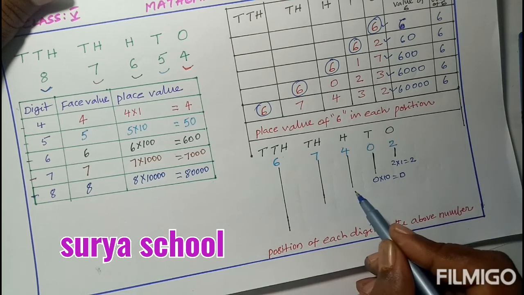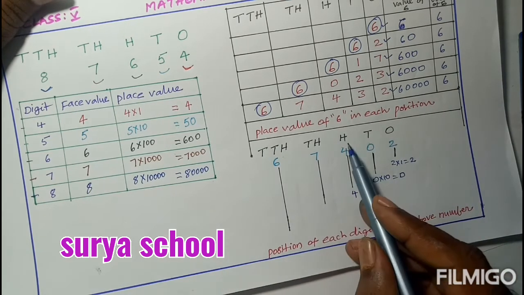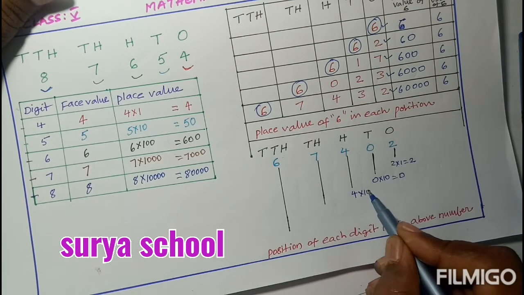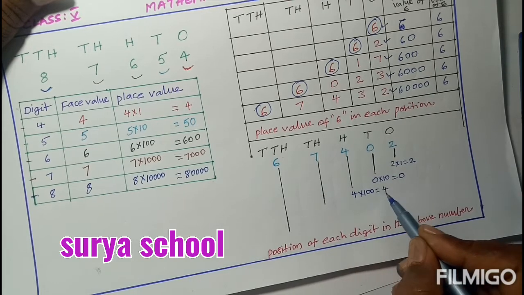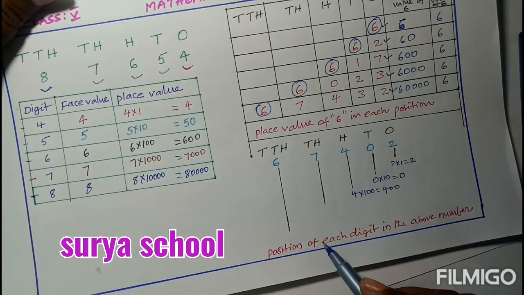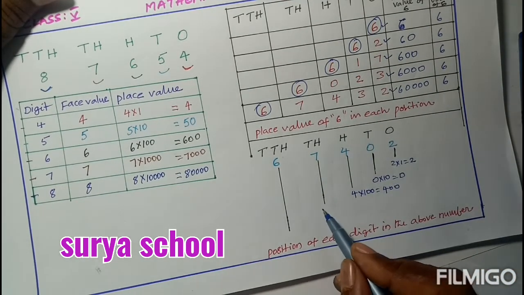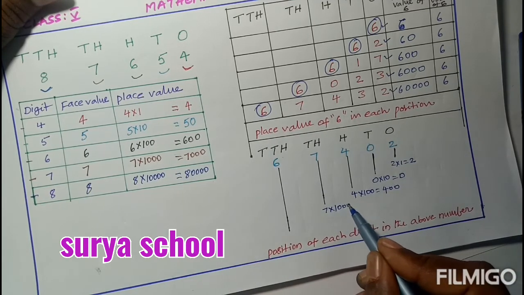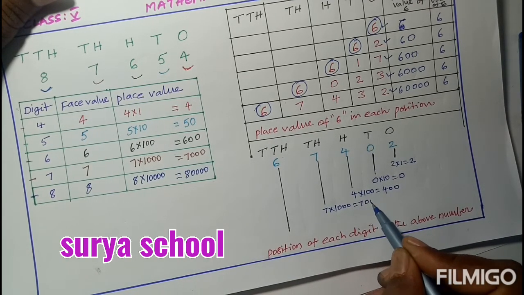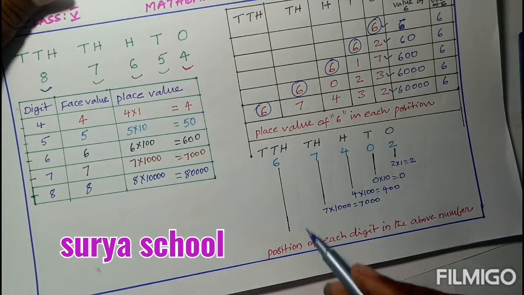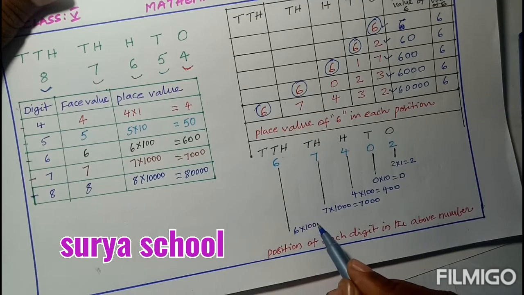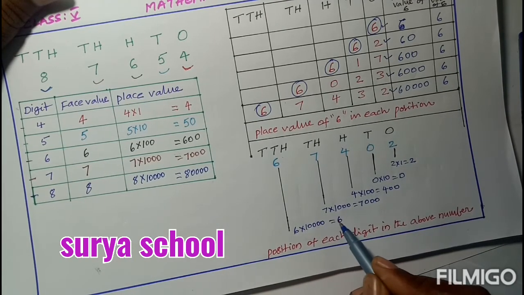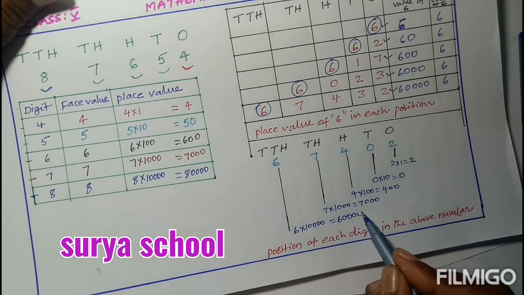Here 4 is in which place? Hundreds place. We have to multiply with 100. Its place value is 400. Here 7 is in which place? Thousands place. We have to multiply with 1000. The place value is 7000. Here 6 is in which place? 10,000s place. We have to multiply with 10,000. Its place value is 60,000.